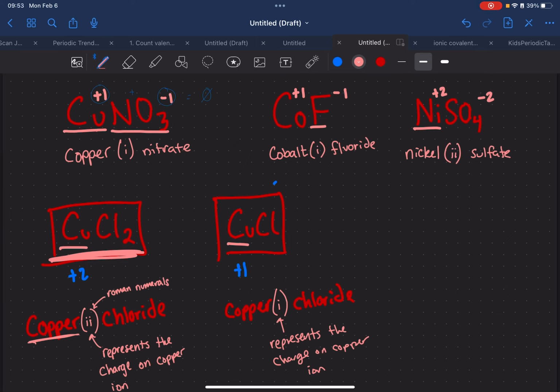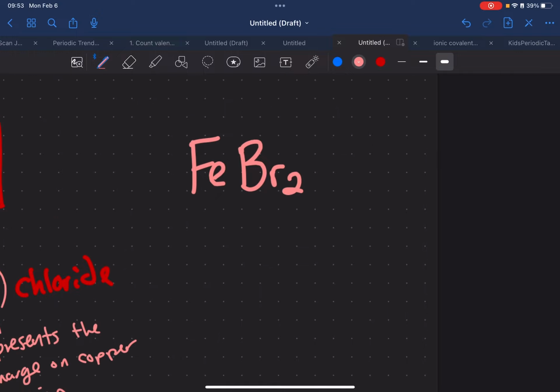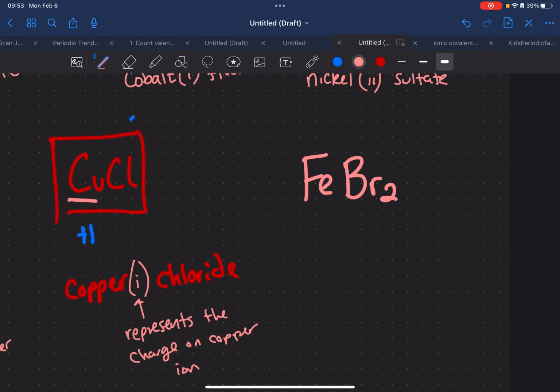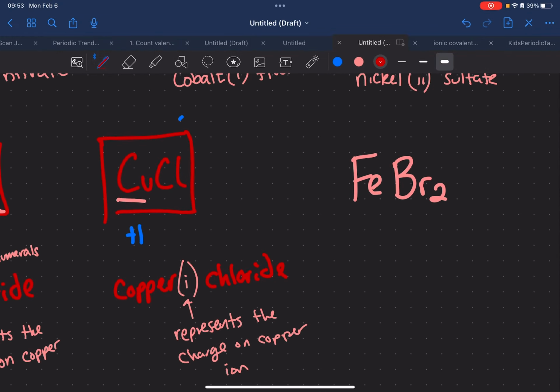Okay, let's do one more, or we can do a couple more. Let's try FeBr2. Tell me the name of this compound. Pause.